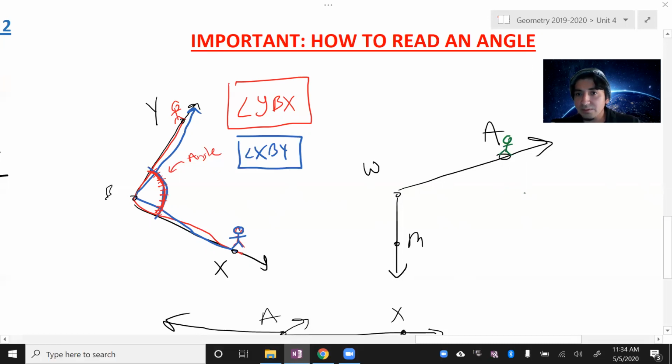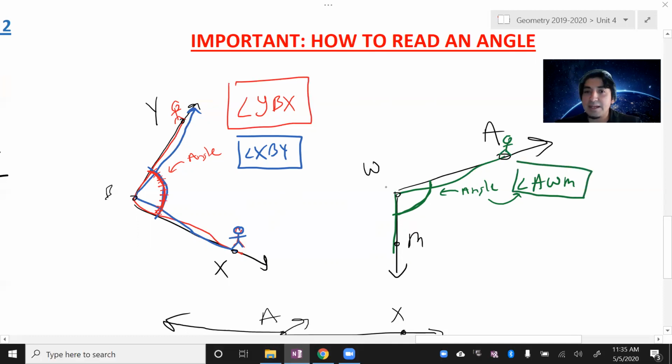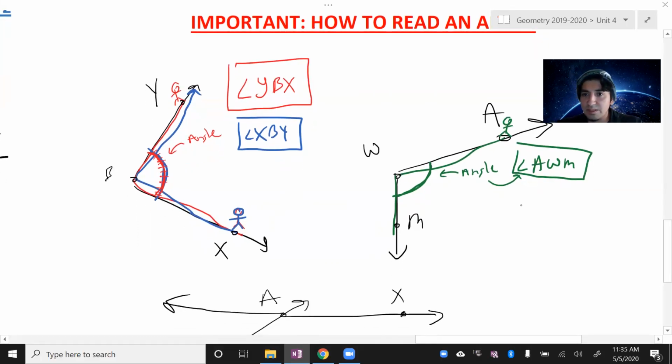So start your person. You start at A, you walk to W, and then you walk to M, and there's your angle. Okay, and then don't forget your bridge. Create the bridge that you need to have, and that's going to be your angle. So this angle represents that. That's how we're going to name that one. And then you can do the reverse one, MWA, and that's going to be your angle.